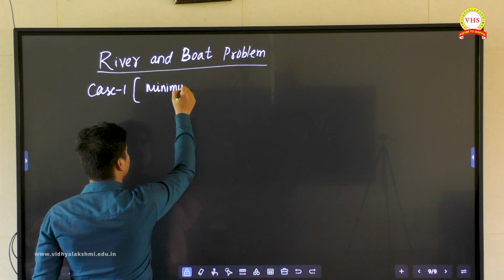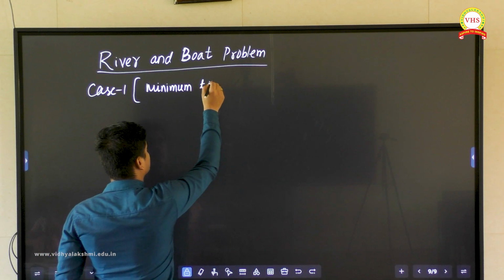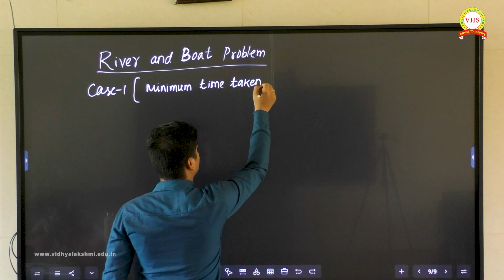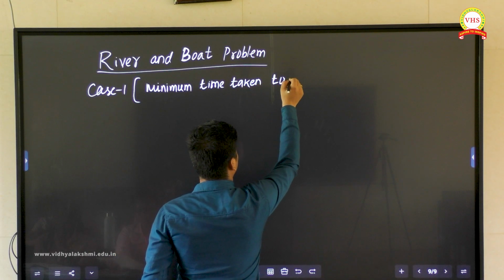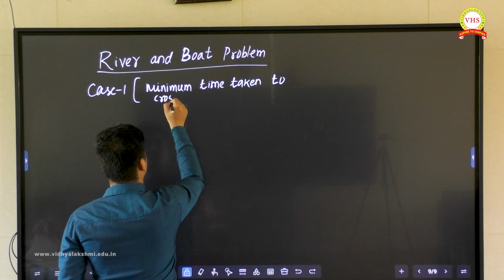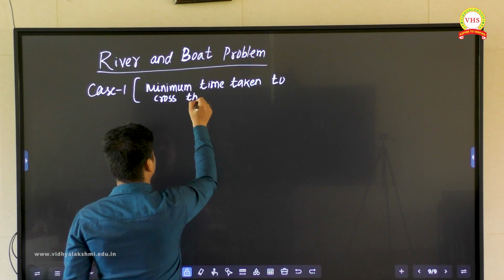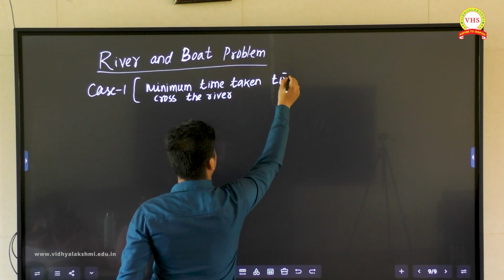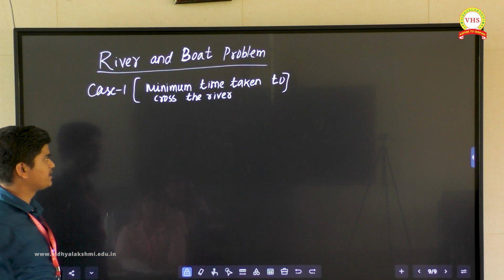minimum time taken to cross a river. This condition we will try to understand. Okay, what is this exactly?